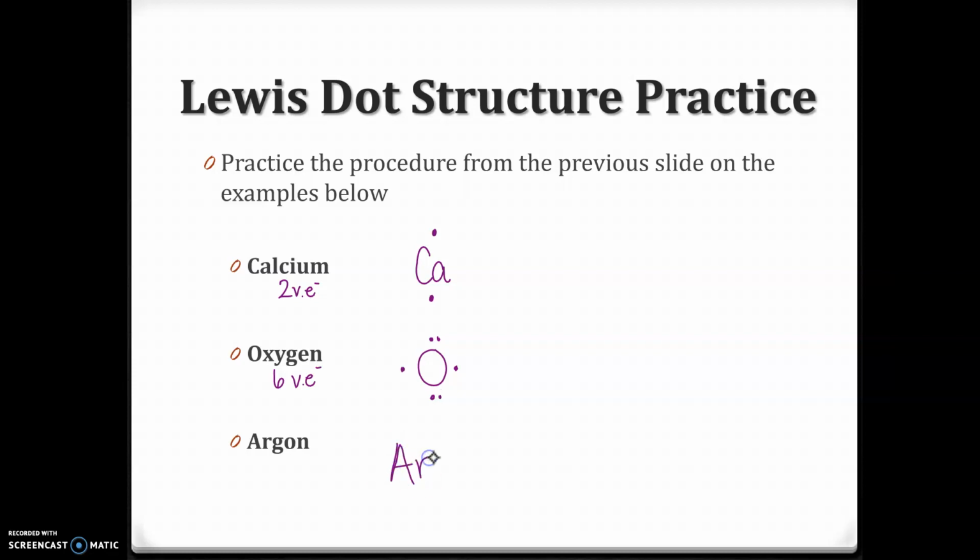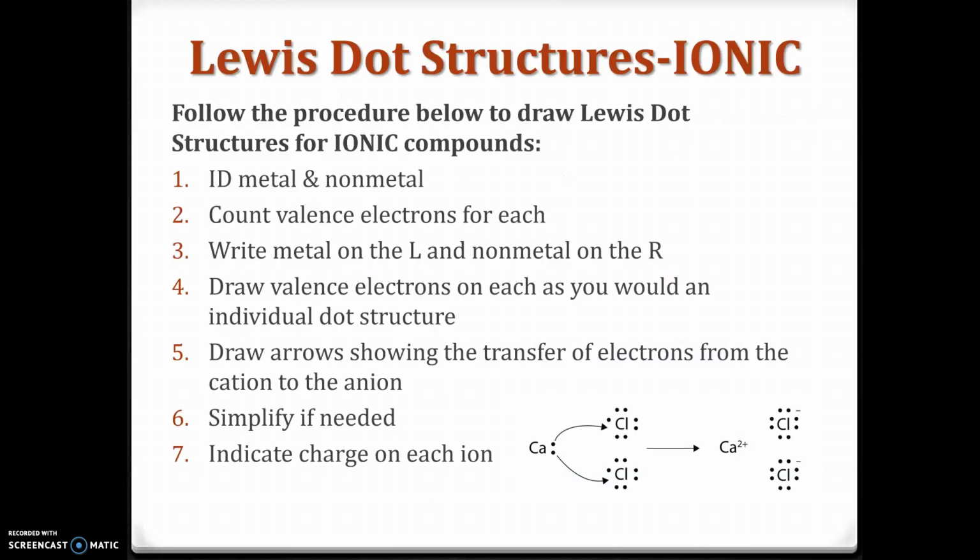Argon is one of our noble gases, so we know that it has 8 valence electrons. And so we know that it's going to have 1, 2, 3, 4, 5, 6, 7, 8 valence electrons all the way around for its Lewis dot structure. Individual Lewis dot structures are the first step to writing a Lewis dot structure for an ionic compound. So we're going to switch over to that right now and go to the next slide.